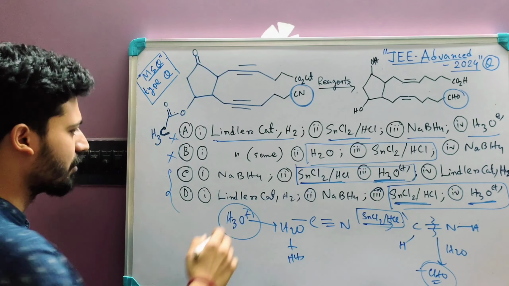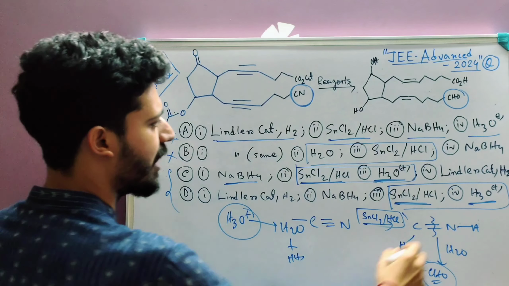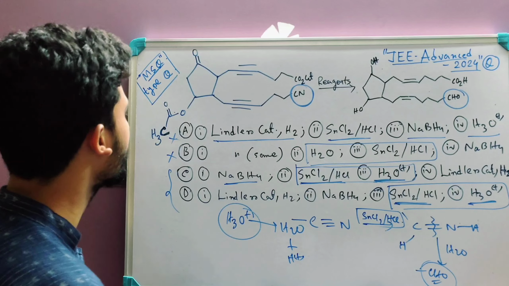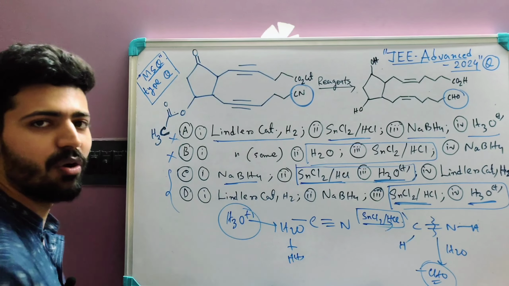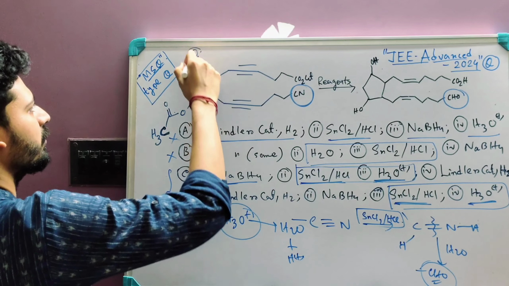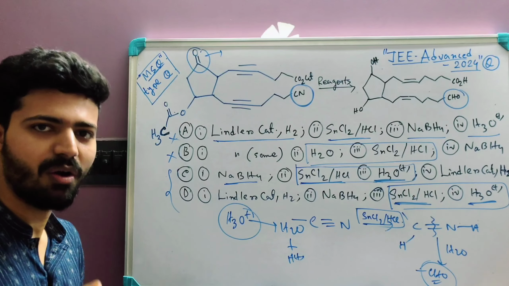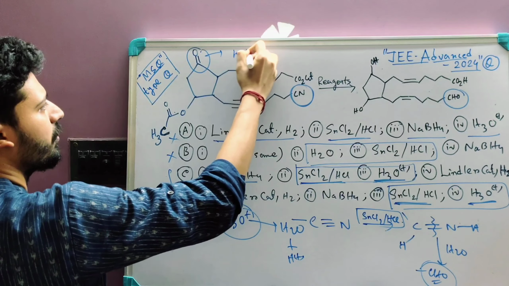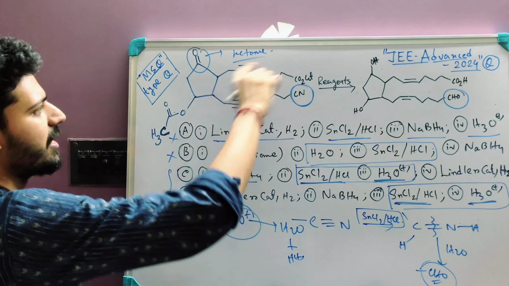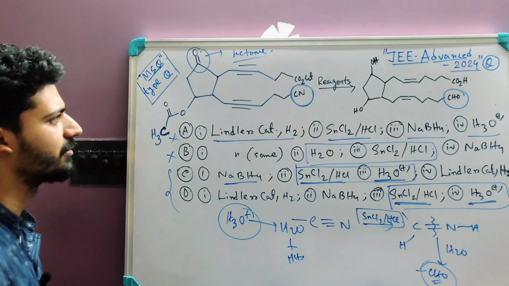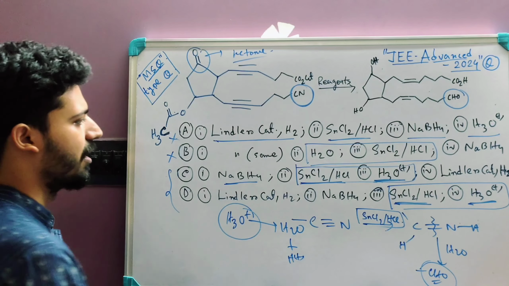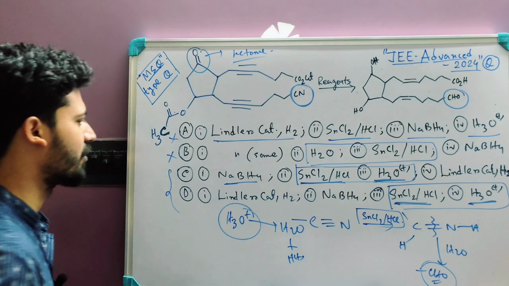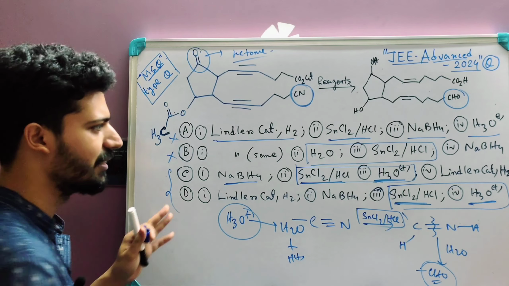Now what is the purpose of sodium borohydride, and lastly the Lindlar catalyst? NaBH4 does carbonyl to alcohol reduction. Why? Because NaBH4 can only reduce ketone and aldehyde. These are ketone functional groups, so it can reduce ketone to alcohol. We can use sodium borohydride. And then stannous chloride HCl, H3O+ converts CN to CHO. So maybe option C is correct.